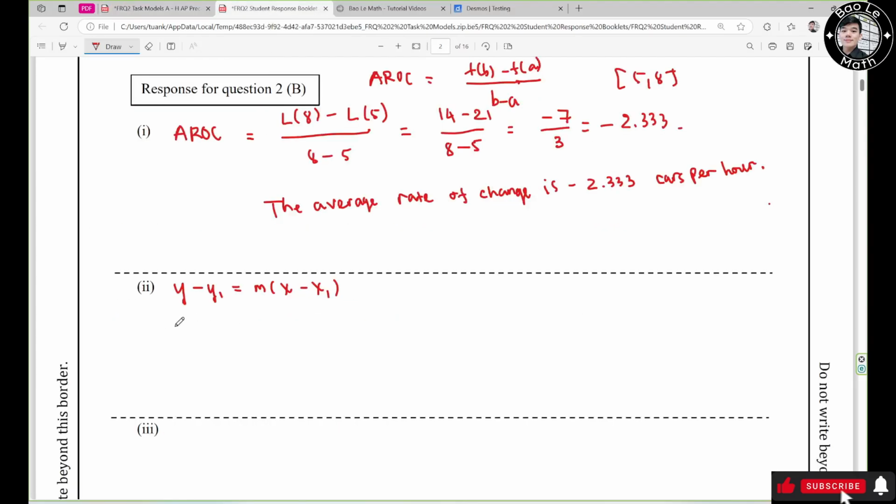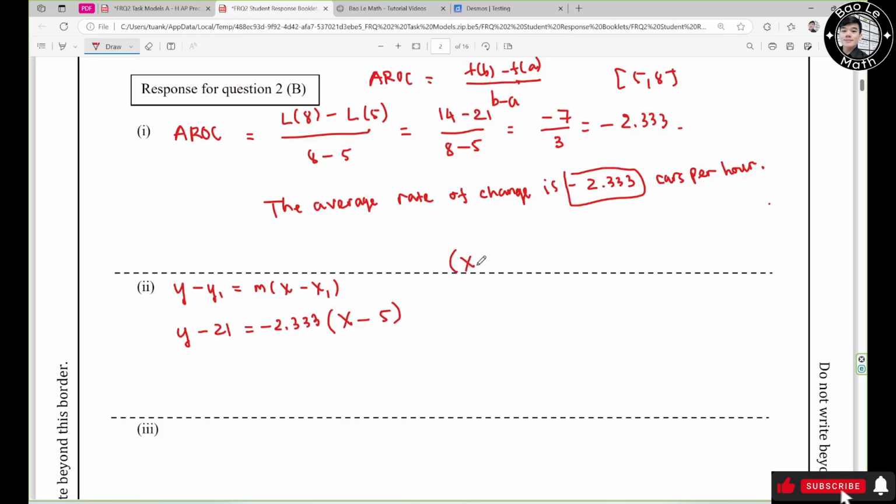So I substitute over here, so I have y minus 21 equals the rate of change. This is the slope, which means -2.333 right here. So you have -2.333 times s minus s1, which means 5.